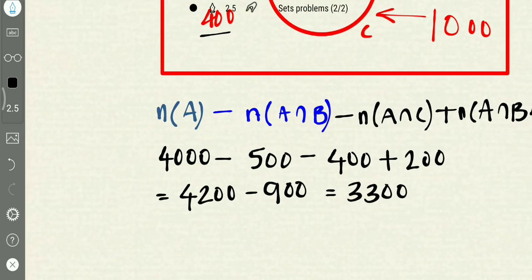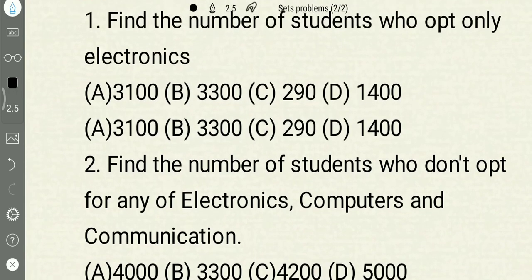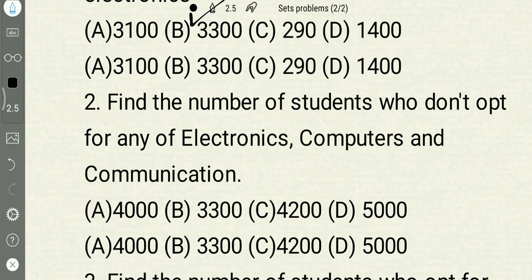So n of only A is equal to 3300. The answer is 3300. And the next question is, find the number of students who don't opt for any of electronics, computers and communication.